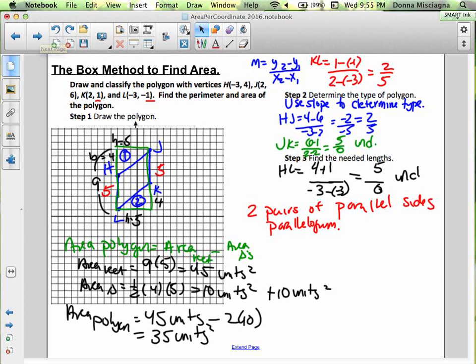Somewhere I lost my paper. Oh, I found it. And I think that's everything on this one. All right, so we're going to close this podcast. We did everything, right? We got the area. Did we do the perimeter? We did not do the perimeter. Oh, let's do the perimeter.